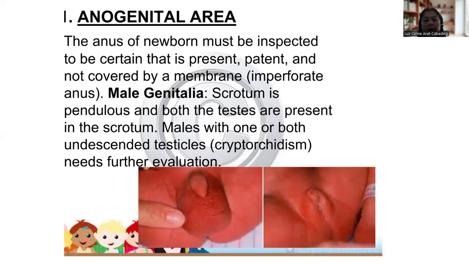We look at the male genital. We feel for the testicles inside the scrotum. And if one of the testicles is not there, that means it did not descend. We call that cryptorchidism. And so this newborn is subject for further evaluation.